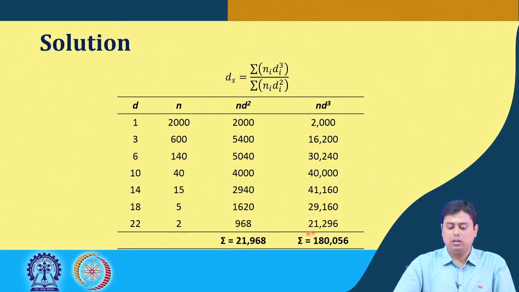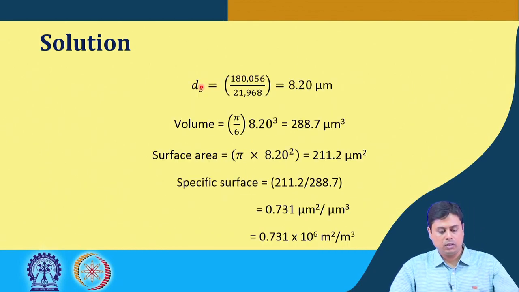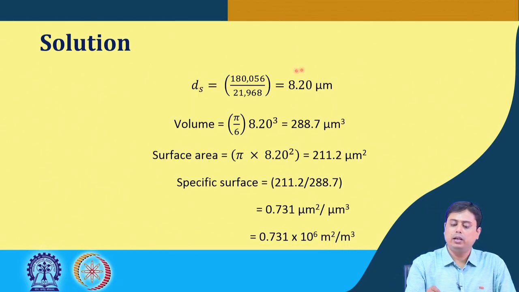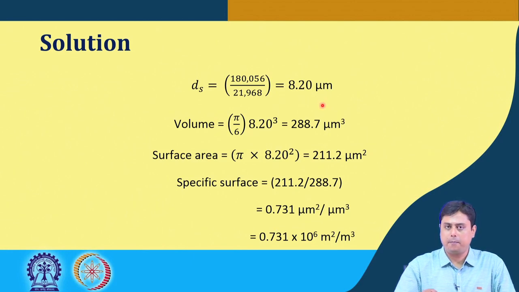The summation of the fourth column and the third column, the ratio of these two, gives us the surface mean diameter. The overall value of 180,056 and 21,968, this ratio gives us the value of d_s. So d_s comes out to be 8.2 micron. This is the surface mean diameter.